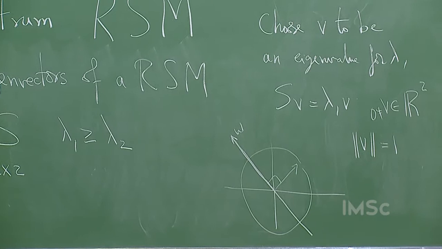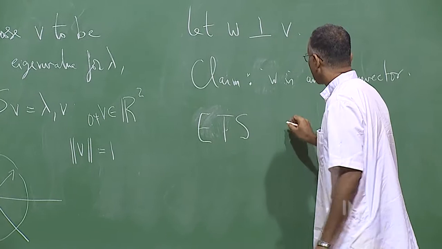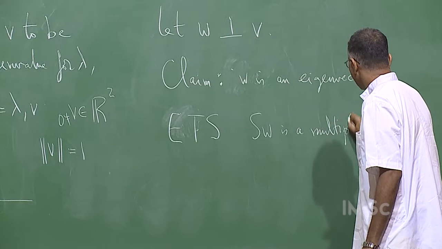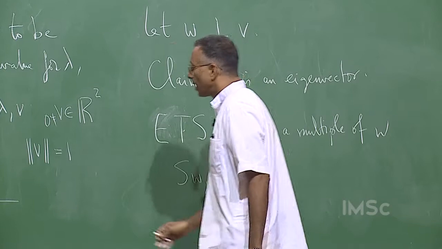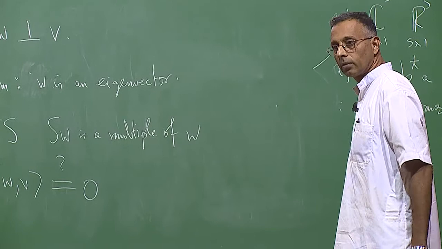Well, it's enough to show that SW is a multiple of W. ETS stands for "enough to show." SW is a multiple of W, or equivalently, to say it's a multiple of W means it's perpendicular to V. So I just have to compute this. Okay? So let's try to do that.